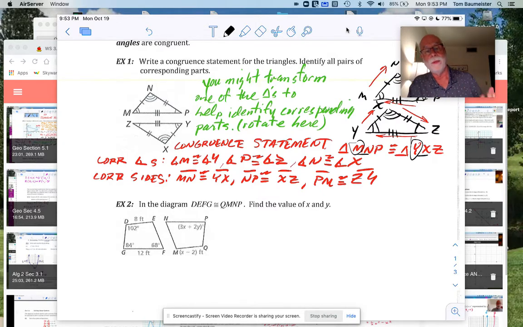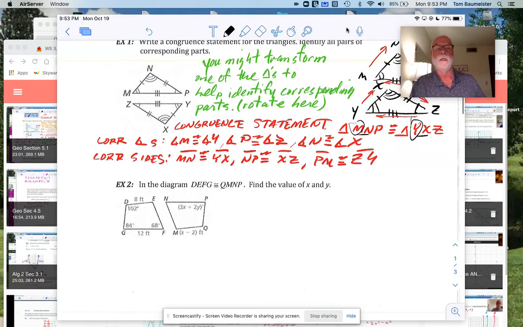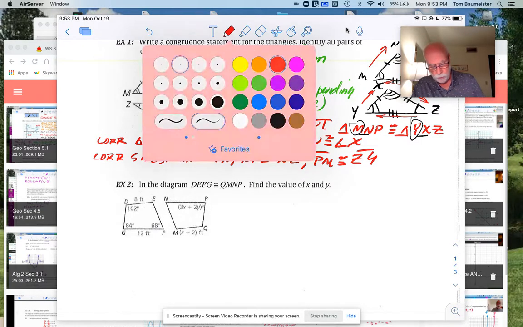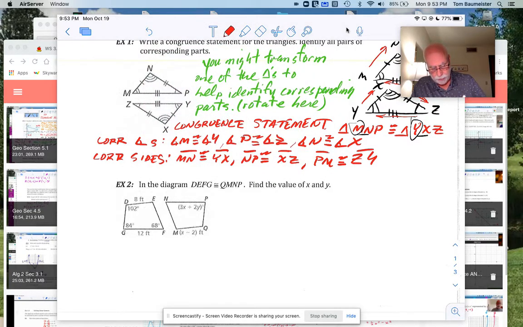All right, so remember that, because sometimes if you don't rotate them, you can at least kind of see what happens, like on our next example here. So in the diagram, DEFG is congruent to QMNP. Find the value of X and Y. All right, so if we look at it, they said DE, because I have DE is equal to 8 feet. And I should have something with QM, which I do.